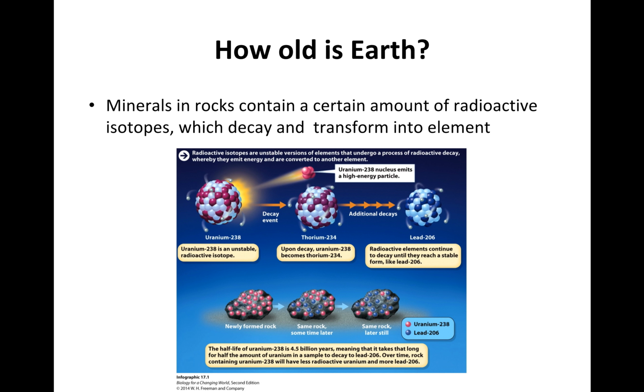Here's a picture of that, where minerals and rocks contain a certain amount of radioactive isotopes which decay and transform into altogether different elements. As you can see here, this uranium decays a couple times to thorium and then to lead. The end result is usually a more stable isotope.